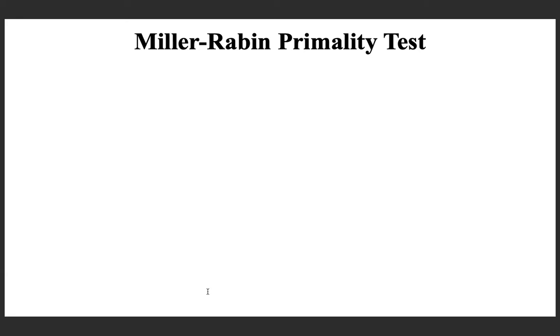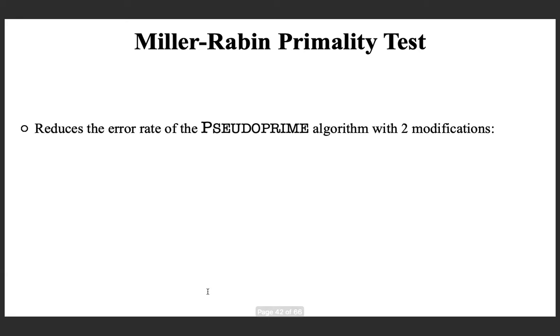Now we are going to see an improvised version of that algorithm proposed by Miller and Rabin, and the algorithm is named the Miller-Rabin primality test. The basic idea is to reduce the error rate. I told you that it cannot be eliminated completely because of the existence of Carmichael numbers, but otherwise you can. So it tries to reduce the error rate in the pseudoprime algorithm.